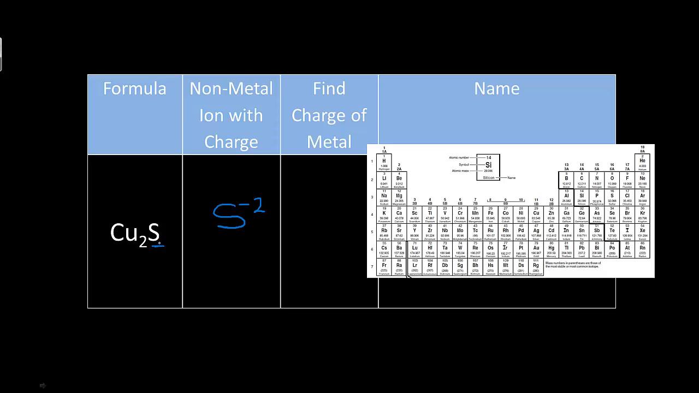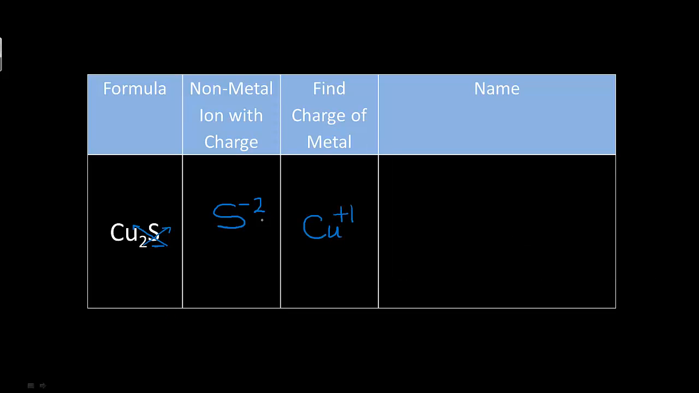Now we're going to find the charge of our metal. This 2 right here goes up. Let's uncrisscross, and that's good because it's 2. And then this 1 is going to go up by the copper. So we have Cu plus 1. Since this number matches this number down here, then we know this number is correct.